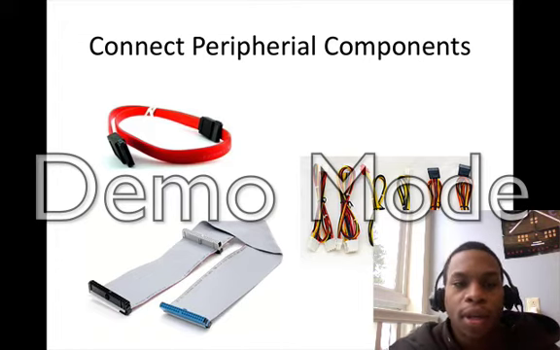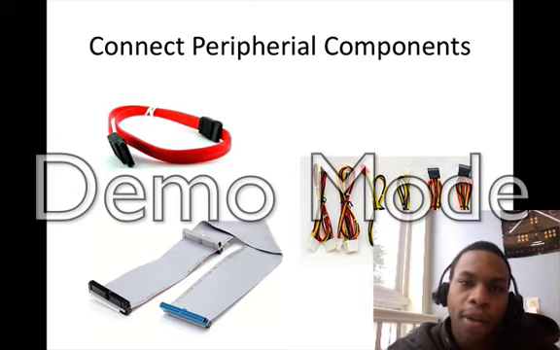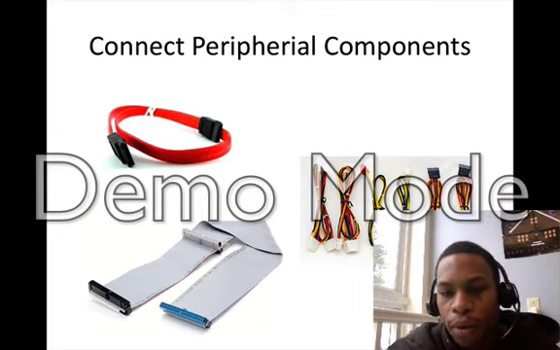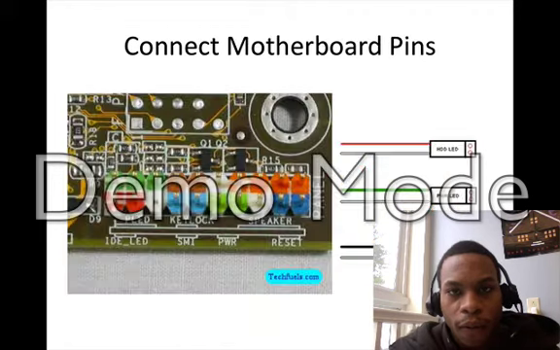Now, once everything's in the case, you can connect the peripherals with the component cords that you see in front of you. The top left red one is called a SATA cord. The bottom left is IDE, and the cords on the right are power cords. They usually come from the power supply.